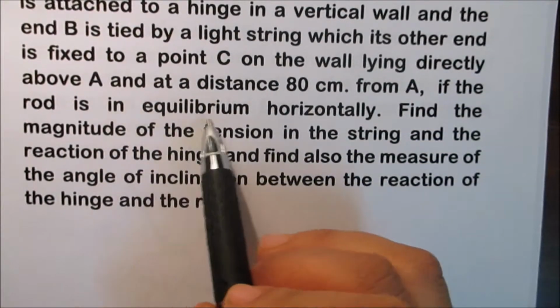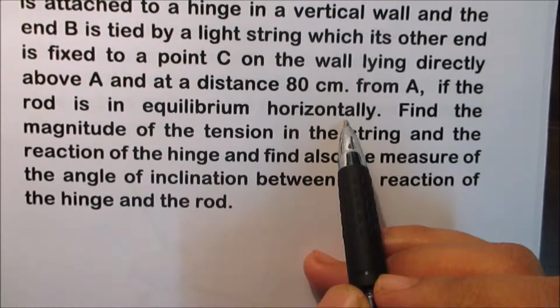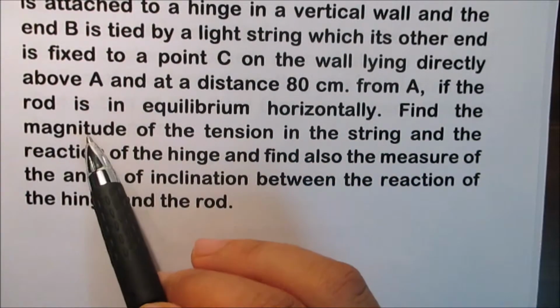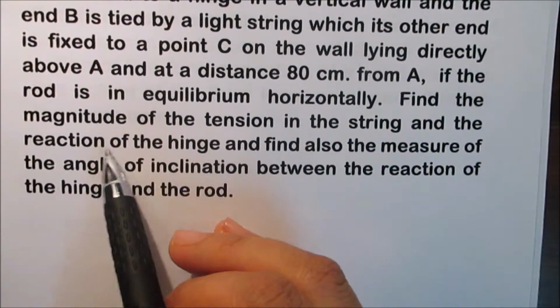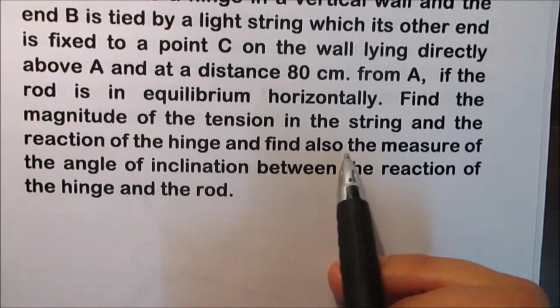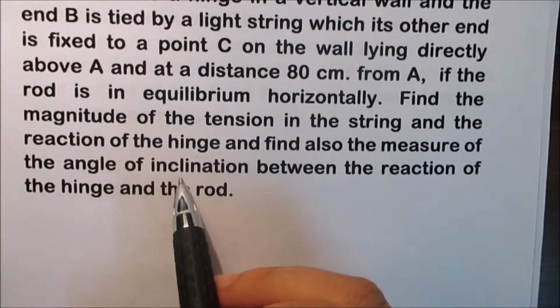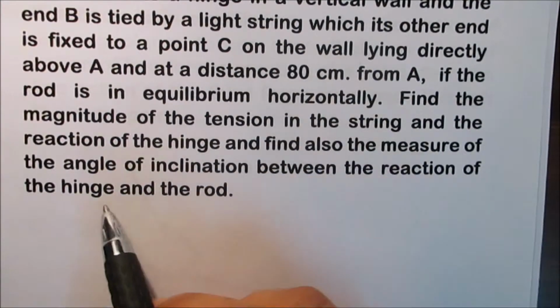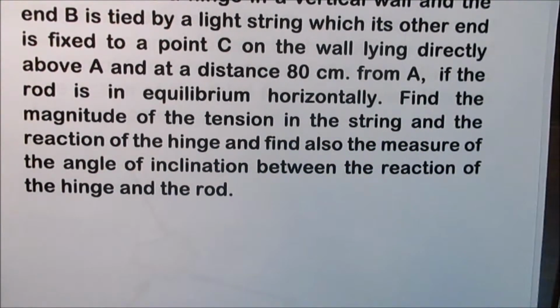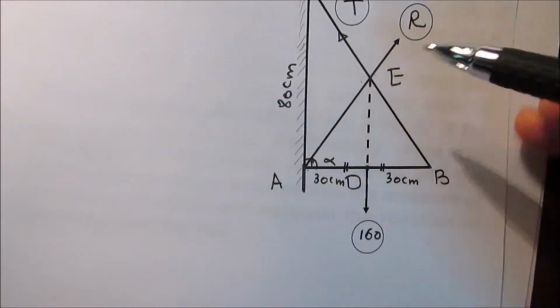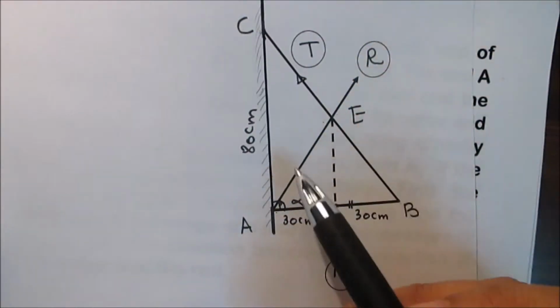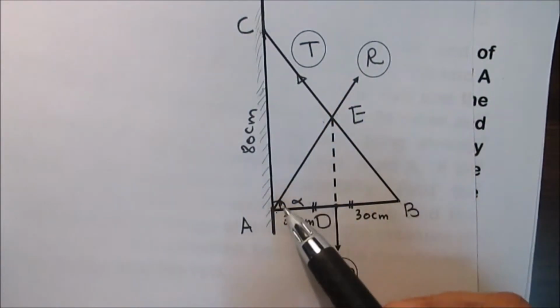If the rod is in equilibrium horizontally, so the rod is horizontal, find the magnitude of the tension in the string and the reaction of the hinge, and find also the measure of the angle of inclination between the reaction of the hinge and the rod. So we need to find the reaction of the hinge and the tension in the string and the angle between the reaction of the hinge and the rod, say angle alpha.